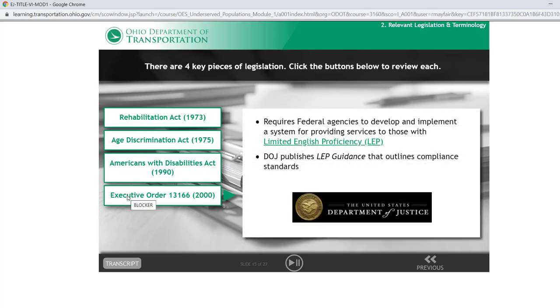Executive Order 13166 requires federal agencies to develop and implement a system for providing services to people with limited English proficiency, or LEP. The Department of Justice publishes LEP Guidance, a document outlining compliance standards.